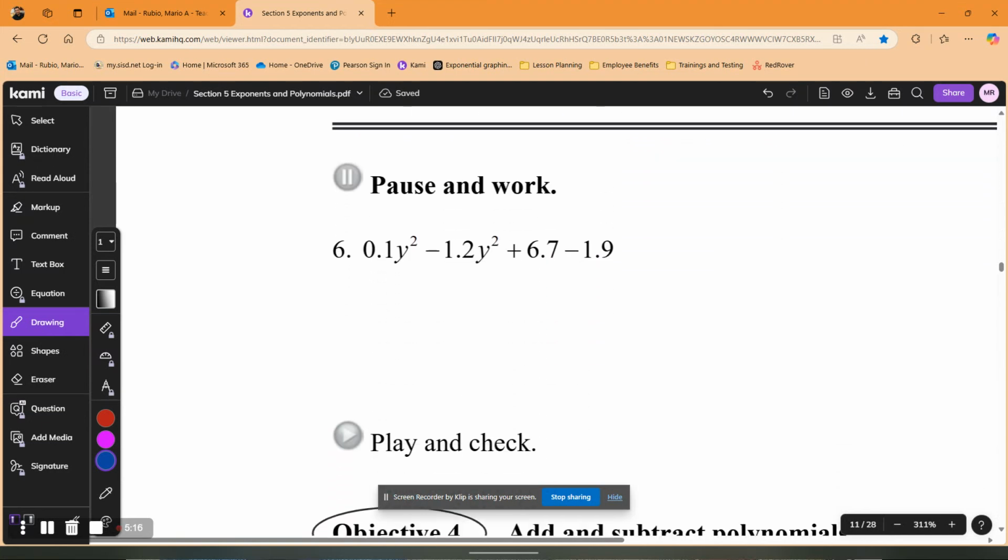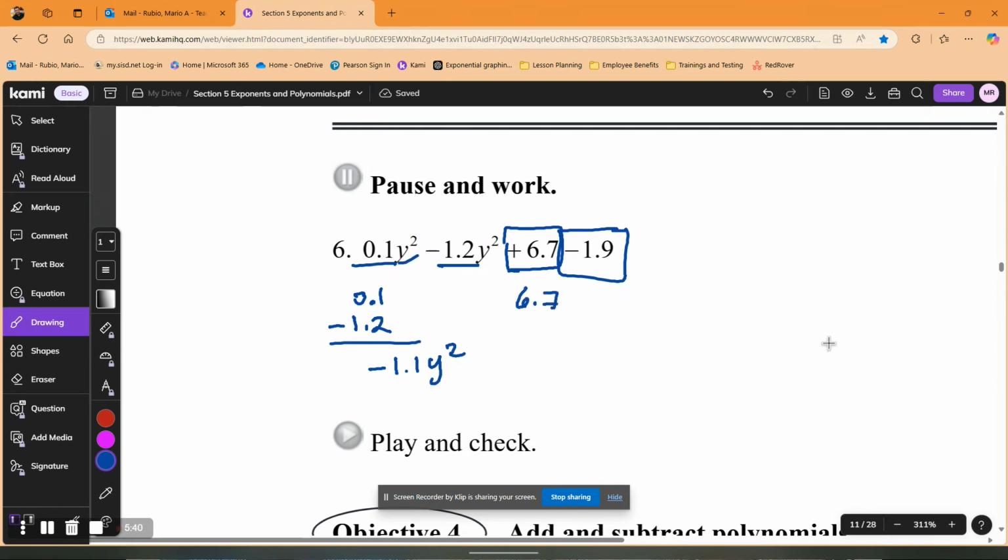What's next? This one's the same. Combine like terms. I'm going to underline the ones that look alike, and then I'm going to put a square on the other ones that look alike. So that's 0.1 minus 1.2, which is negative 1.1. Don't forget the y squared. And then 6.7 minus 1.9.